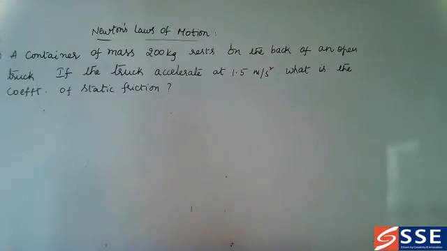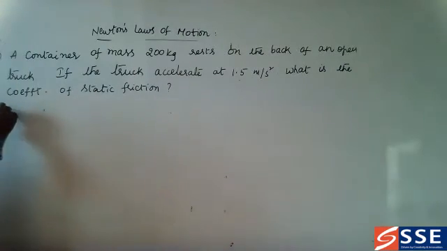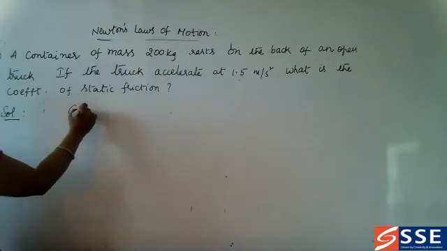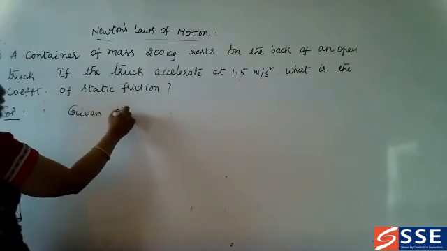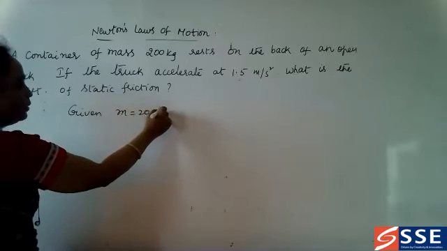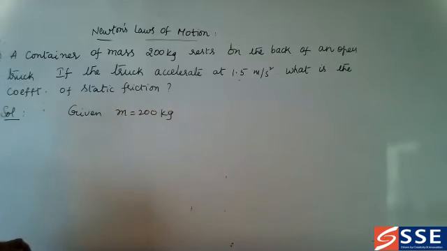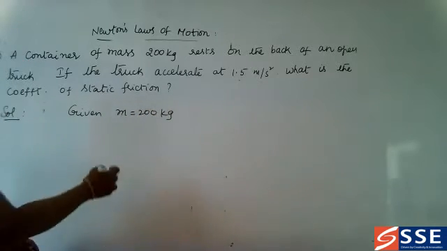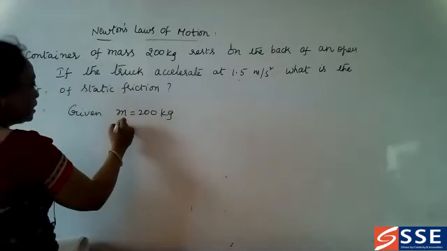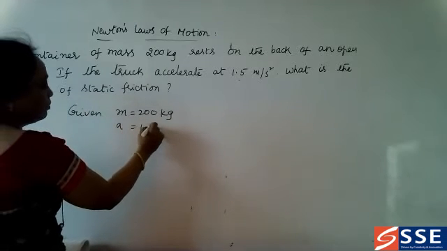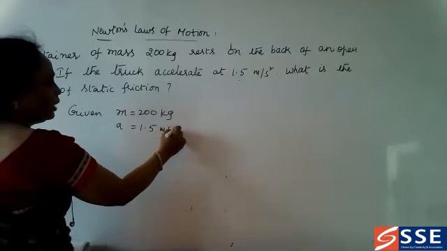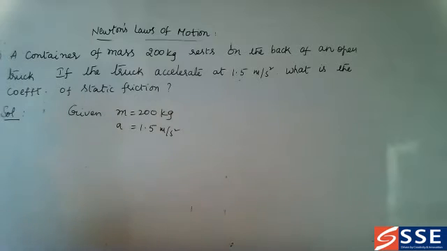So suppose a container has a given mass. In the solution you can see, the given mass is 200 kg. Next, the back of an open truck and acceleration. The acceleration is given as 1.5 meter per second square. Then the coefficient of static friction. What is the formula?